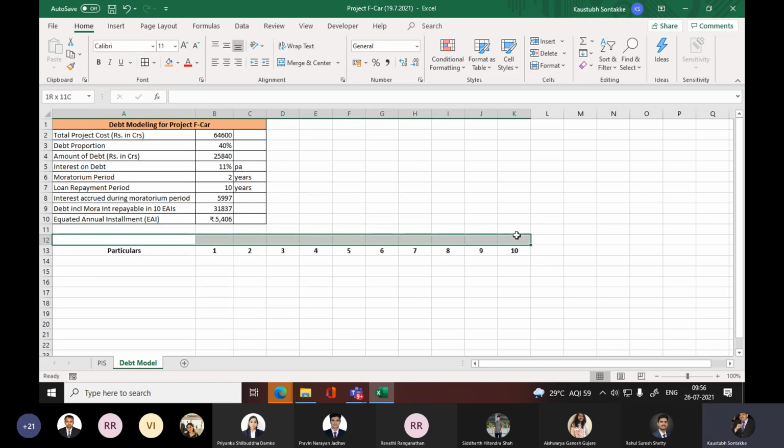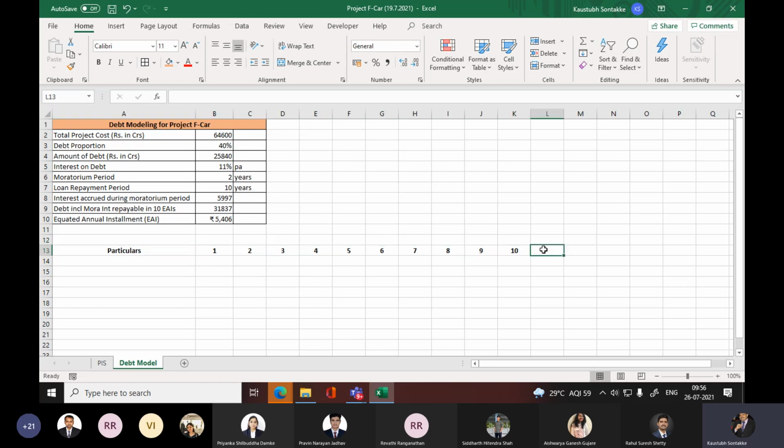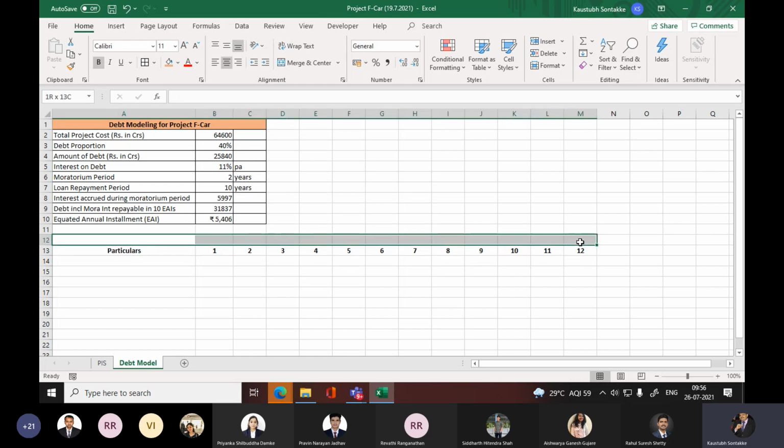And above this, after this 10 years, okay, it's not 10 years. Obviously, the life is 12 years. So we'll write 11 and 12. 11 and 12, you can write with me. Then the line above this particulars and years, you may merge and center and call it as loan schedule.